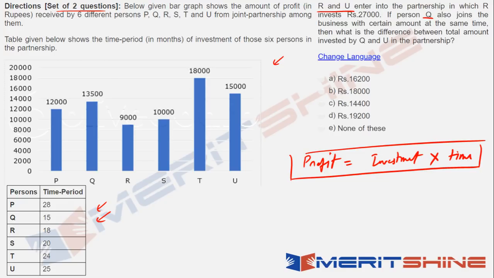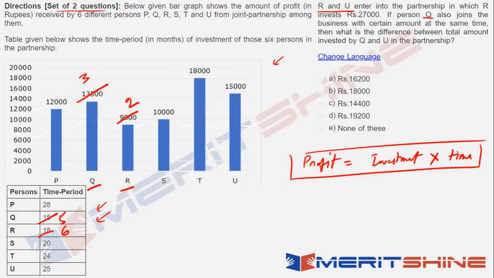Let's first compare say Q and R. If you talk about Q and R, in what ratio are their profits? This is Q, this is R. This is 3:2. So, profits for Q and R are in the ratio of 3:2. And if you look at the investment time periods, this is 15 and 18. So, this is 5:6. Fine.